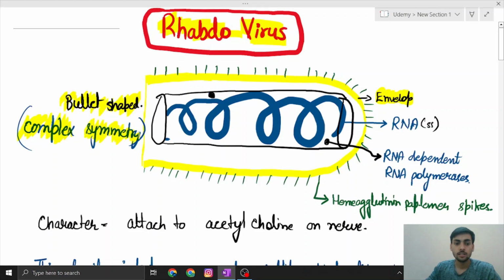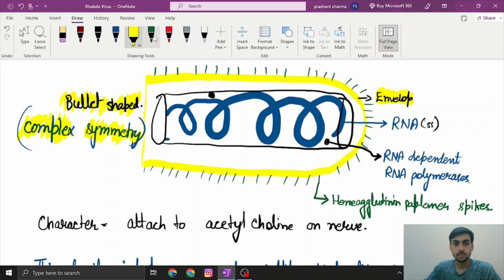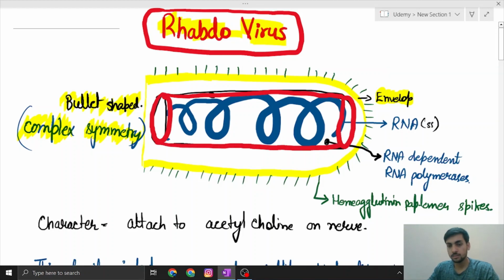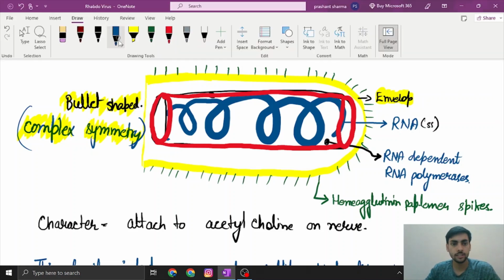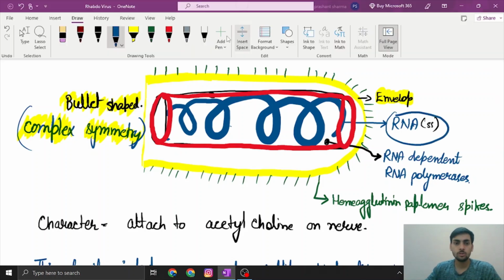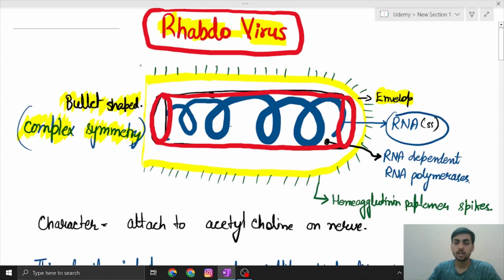But complex symmetry is not all it has, because it is the envelope which gives it a bullet shape. Actually, see this line right here. I'm drawing this, it is imaginary. No scientist has confirmed whether it is helical or not. But this red line I have drawn here is imaginary. You can say it is cylindrical because this genetic material, which is single stranded RNA, is in the spherical form, which is mainly observed in helical symmetry.